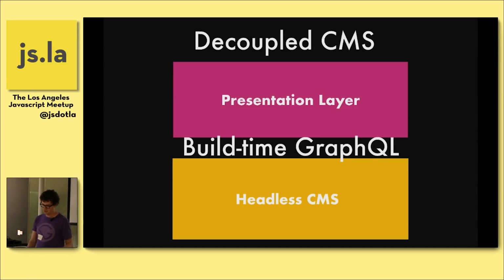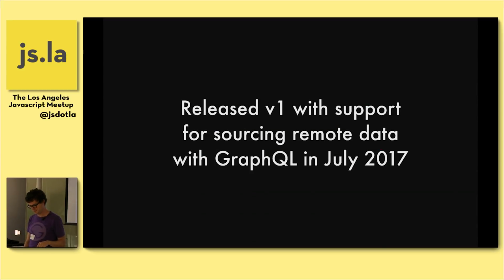And so now you have the same two layers, but in the middle you have this build-time GraphQL layer that pulls in content using GraphQL queries and then at build time bakes it into the site, so that all the content of your entire site is available statically, and you can deploy it to a web server, and it all runs really fast. And that I released in V1. So V1 was support for sourcing remote data with GraphQL, and it came out last year.